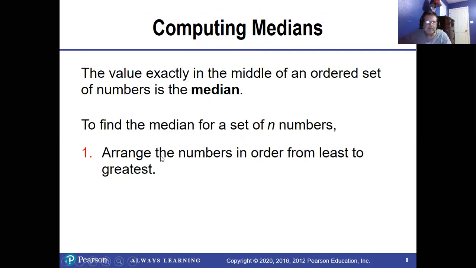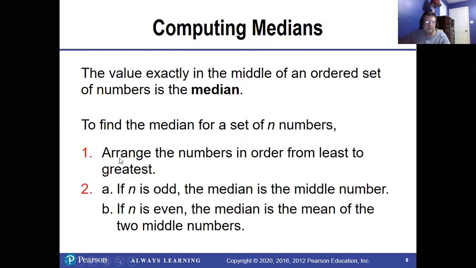One of the things you have to do first is put the numbers in order from least to greatest. Technically you could do it greatest to least and still find your median because it would still be in the middle. But usually we want the kids to get in the habit of putting things smallest to biggest.